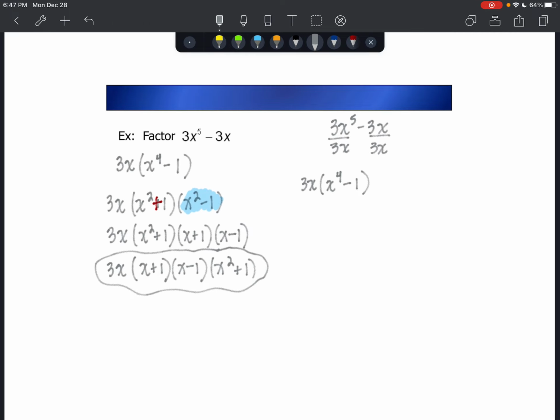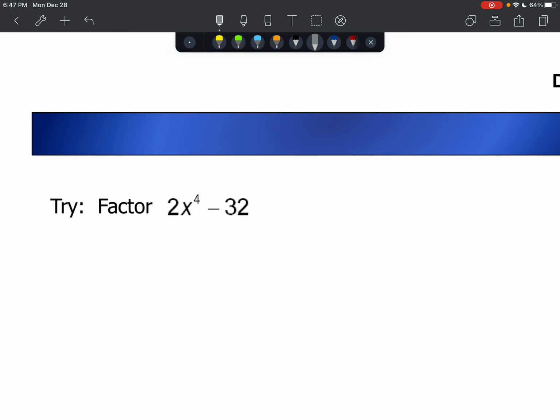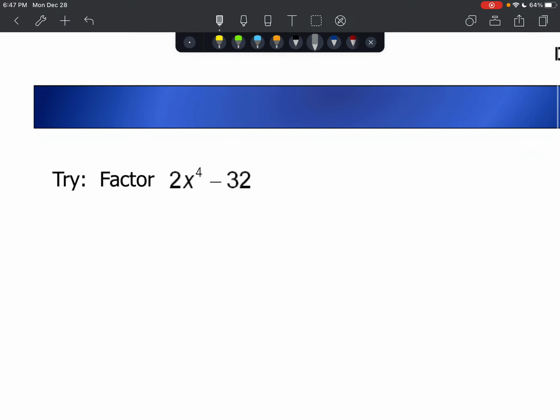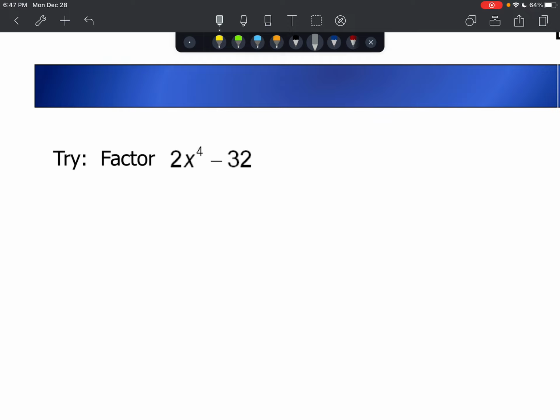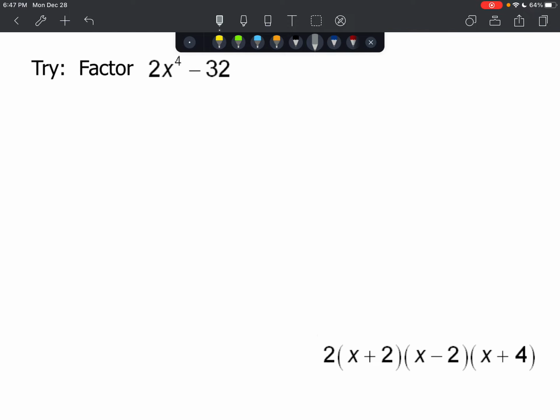Okay, you go ahead and try this next one. 2x to the 4th minus 32. And then when you're ready to reveal the answer, press play. Okay, I always like to pause there for a minute in case you've neglected to press pause. You can do it now.